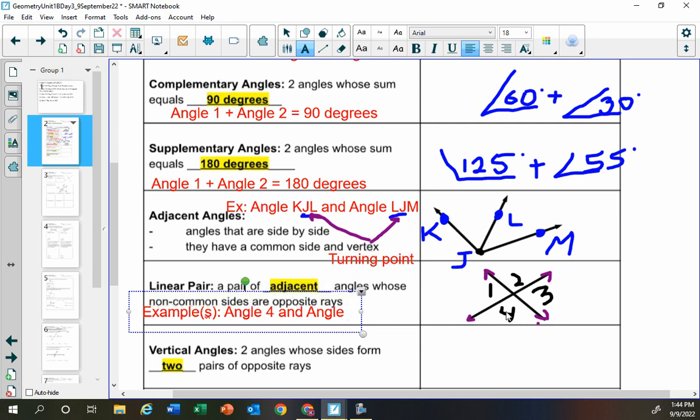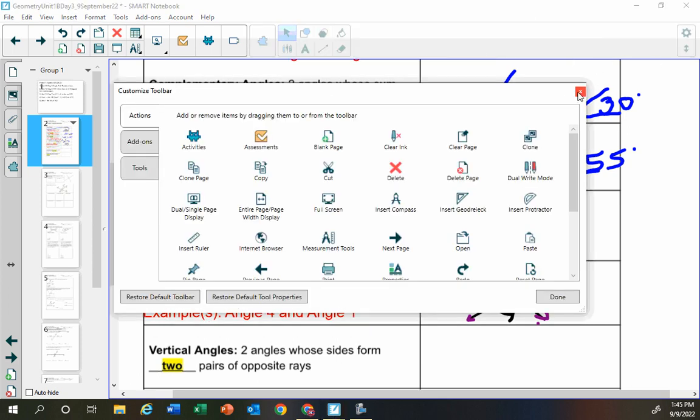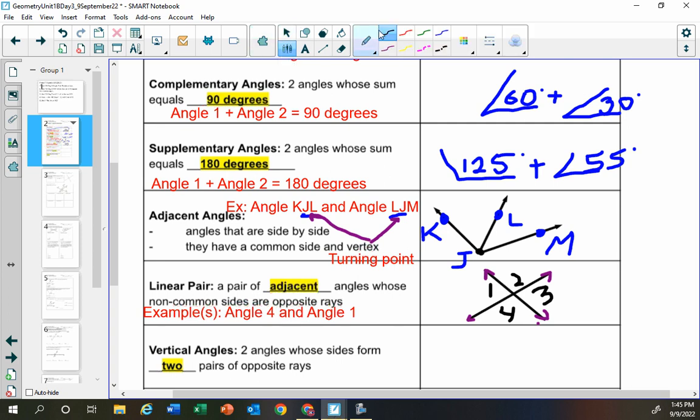So, besides angle 4, which other angle shares a side but it touches angle 4? Careful. Okay, we're going to talk about angle 4 and angle 2's relationship momentarily. Angle 4 and angle 1, because they have the same side. So 2 and 4, they're not going to have the same side, but they have another relationship though. So hang tight. So 4 and 1, boom.